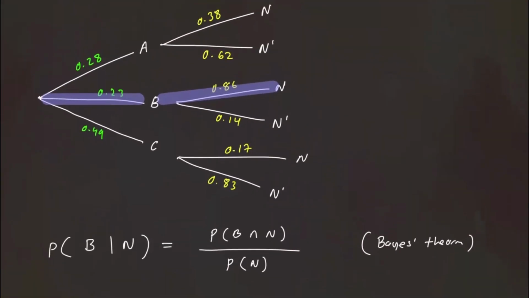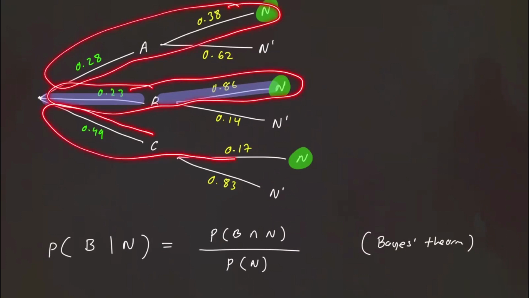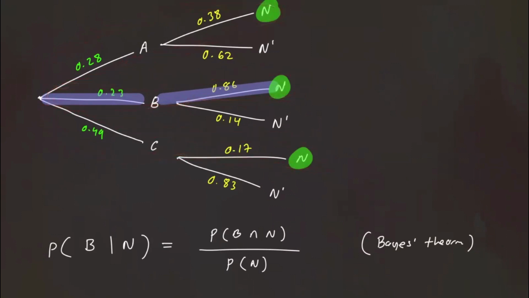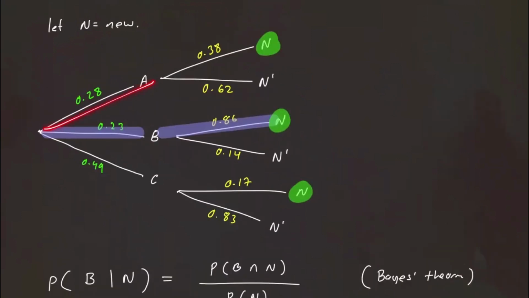Now the denominator will have the probability of N, new car. That's the event that takes place here. So let me highlight in a different color: here, here, here. So it's the probability of new cars. It doesn't matter who sold it. So we want this entire path plus this entire path plus this entire path. That's the denominator, and that is Bayes' theorem. So we have our branch 1, which is from here to here. Branch 3 is this one. Then branch 5 is that one.